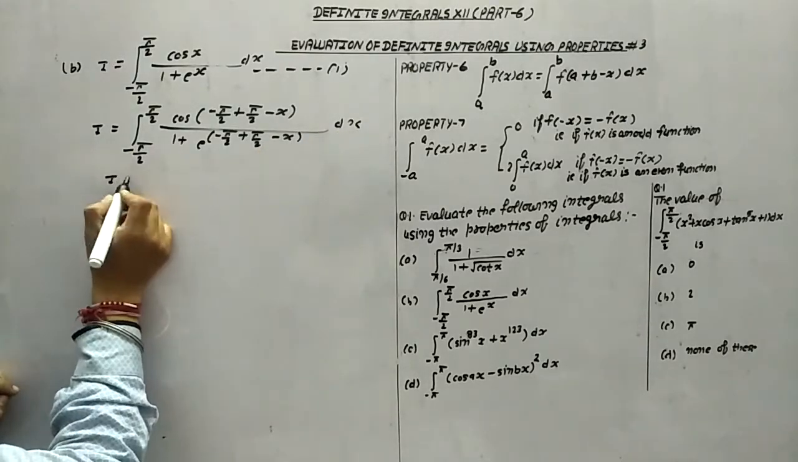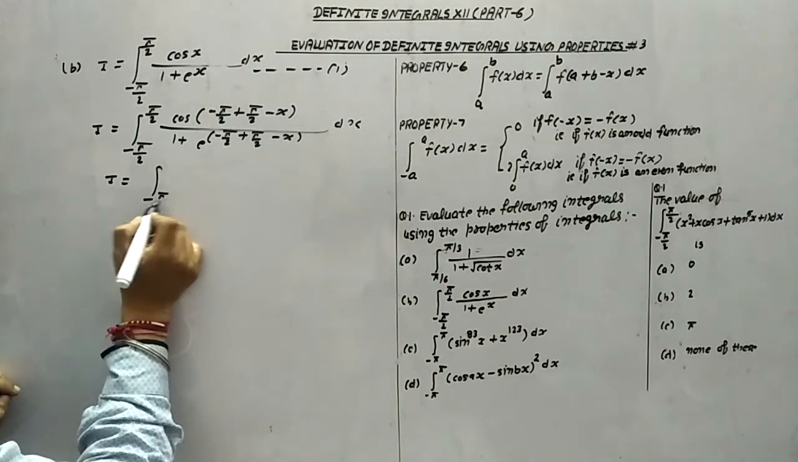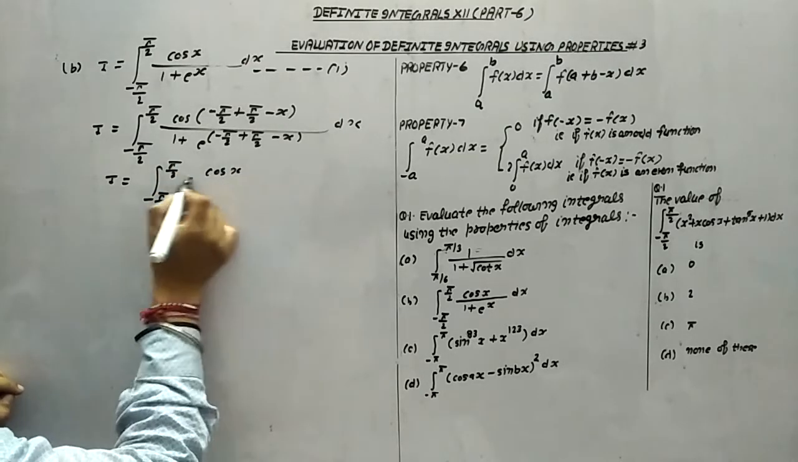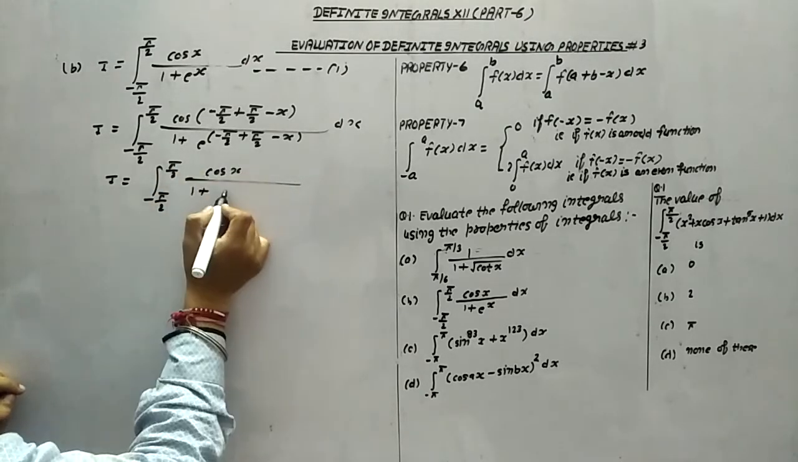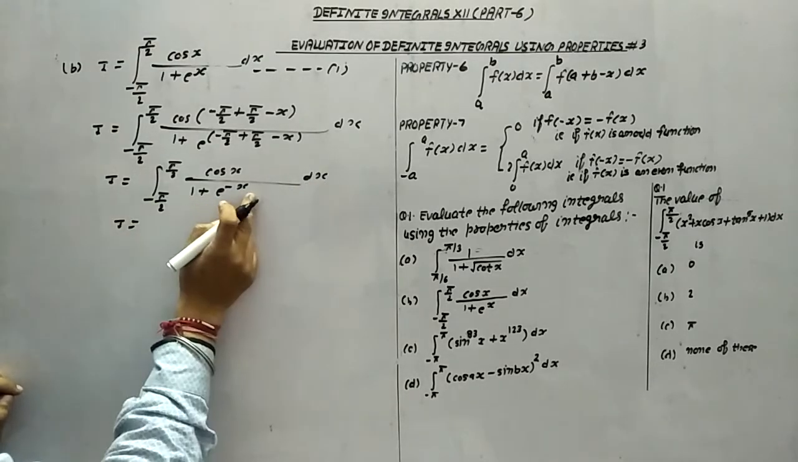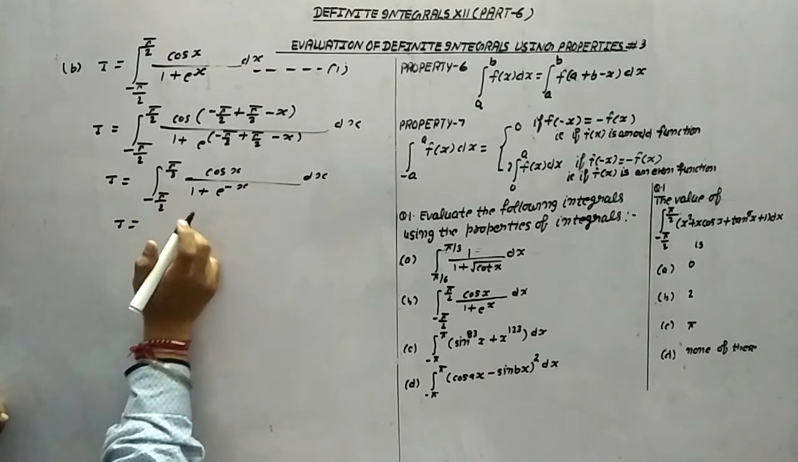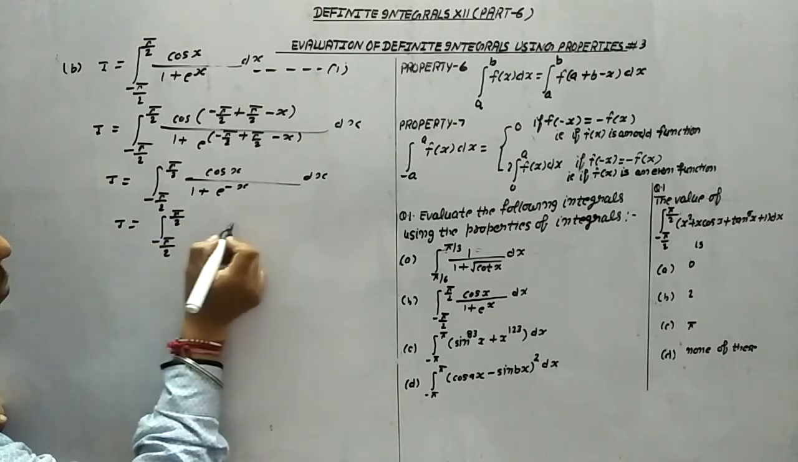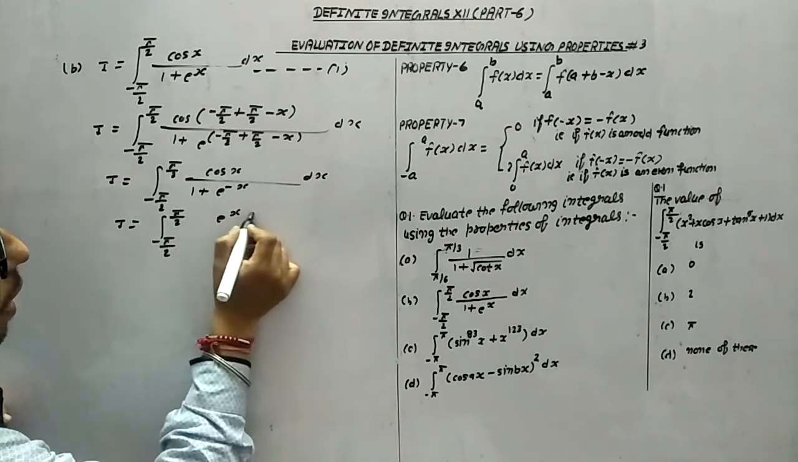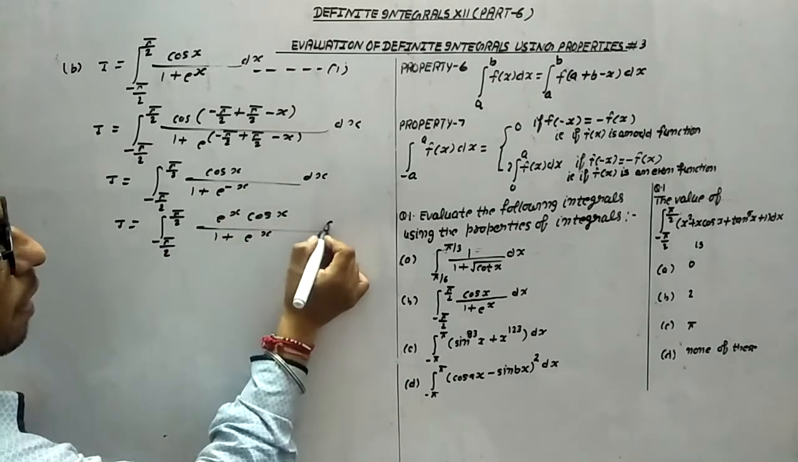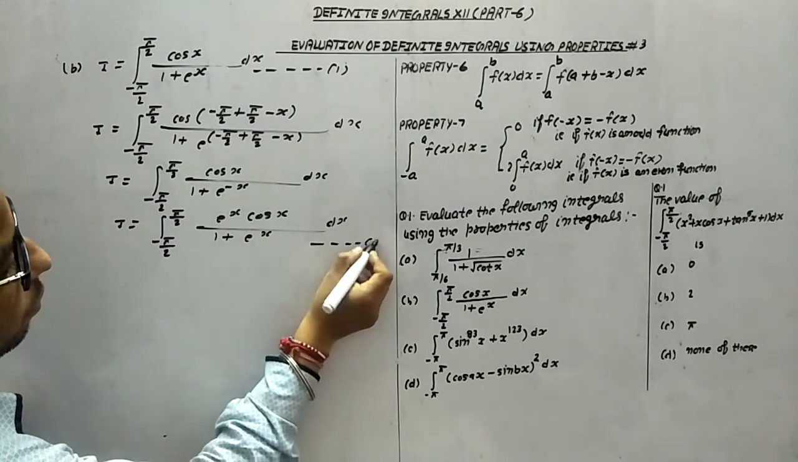After applying the property, this limit is minus pi by 2 to pi by 2. Cos minus theta means cos theta, so this is cos x upon 1 plus e raised to power minus x dx. After taking e raised to power minus x common, this becomes the integral from minus pi by 2 to pi by 2 of e raised to power x cos x upon 1 plus e raised to power x dx. This is equation number 2.